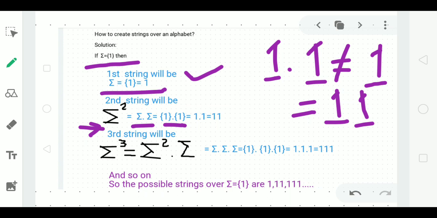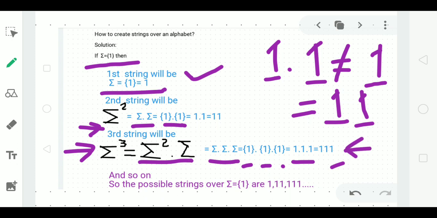The third string is that we have to find sigma cube. Sigma cube formula will be sigma square into sigma, which is nothing but multiplying sigma 3 times. The sigma contains 1, then multiply with 1, then multiply with 1. That means we are multiplying the contents of sigma 3 times. In this case, triple ones are multiplied and we get the answer as triple occurrence of ones.